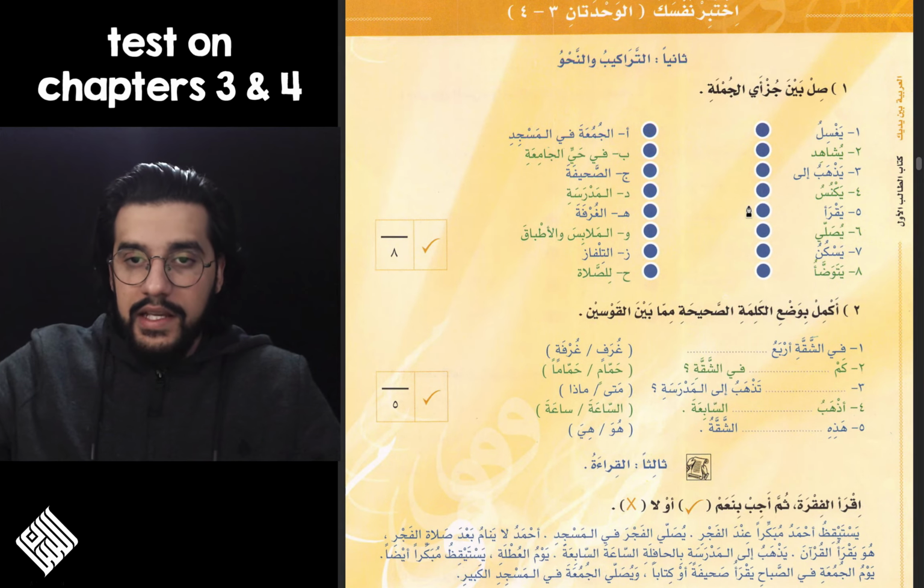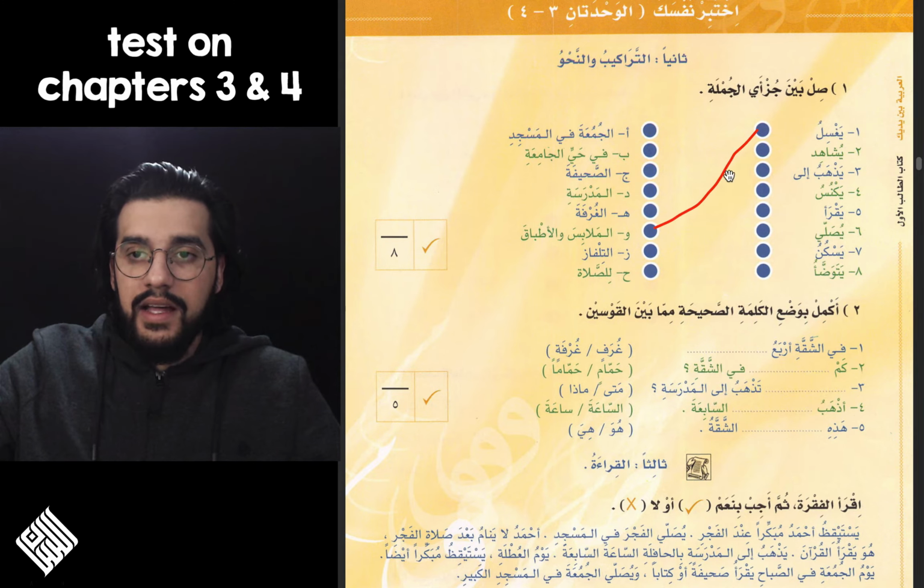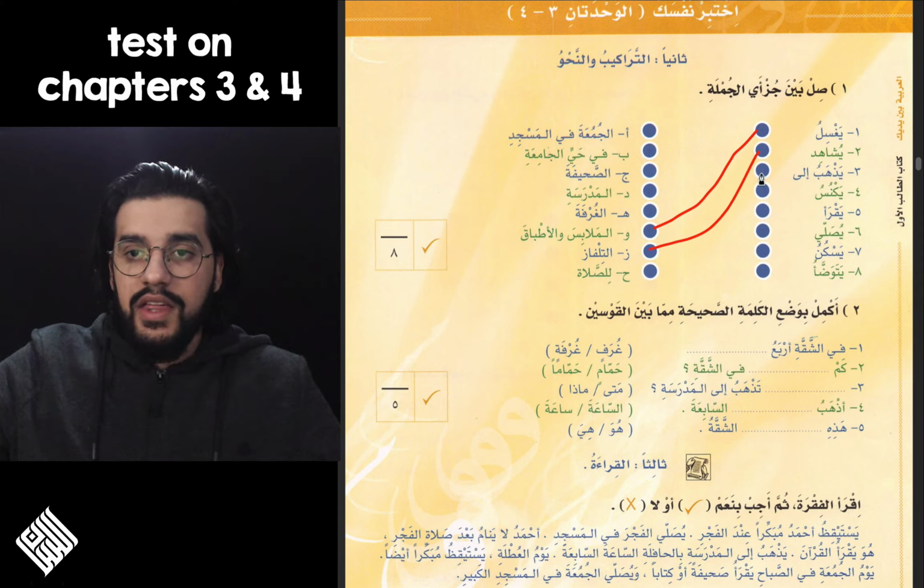We have more linking here. يغسل, it would be يغسل الملابس والأطباق. يشاهد, to watch. So of course it would be يشاهد التلفاز. يذهب إلى, go to المدرسة, I think. Yep. يكنس, we said يكنس is to sweep or to hoover. So يكنس الغرفة. Yeah, that's right.